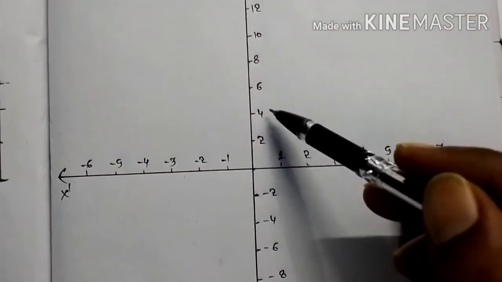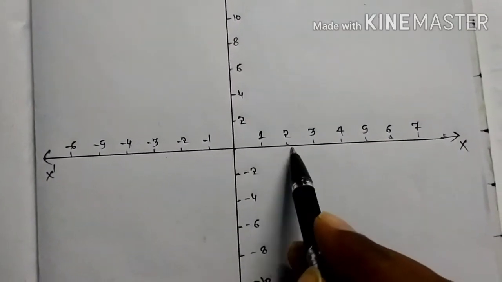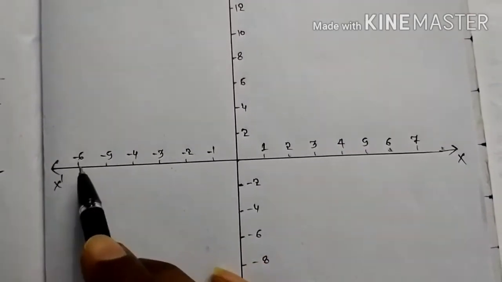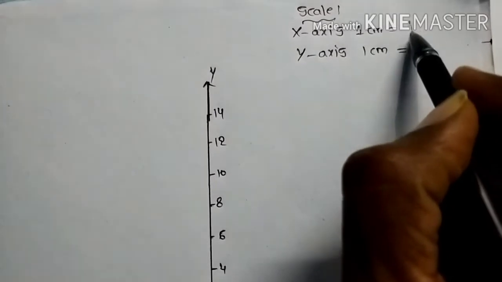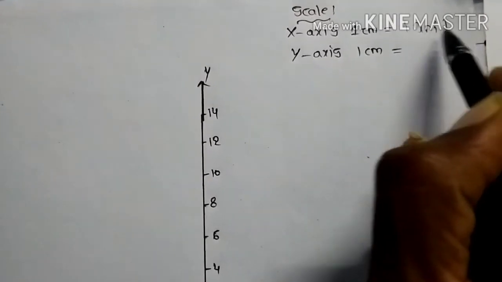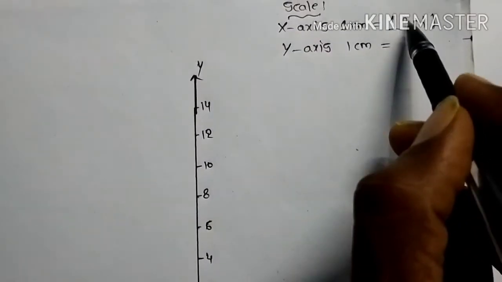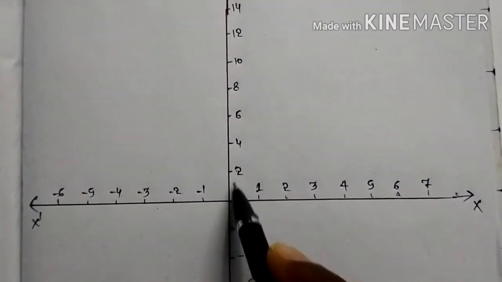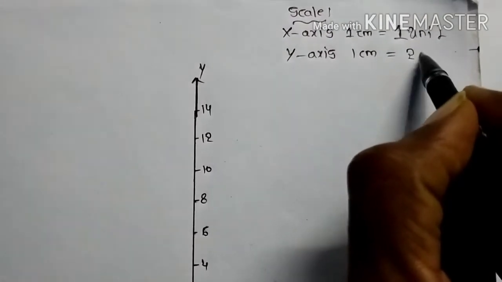In the similar way, you can write here 2, 4, 6, 8, 10, 12. On the x-axis, I have taken only 1, 2, 3, 4, 5, 6, 7, and on the left hand side you can write -1, -2, -3, -4, and up to -6. See here, how can you represent here? Scale on x-axis: 1 centimeter is equal to 1 unit only. Yes or no? On y-axis, 1 centimeter is equal to 2 units.